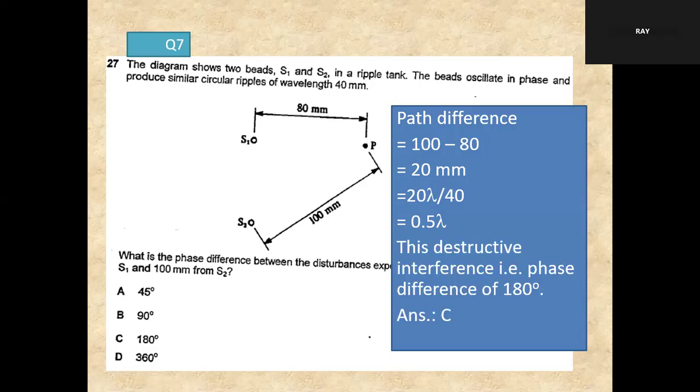Now, the examiner can twist the question around. Instead of destructive interference, using path difference in terms of lambda, you can use phase difference. Phase difference is 180 degrees out of phase.